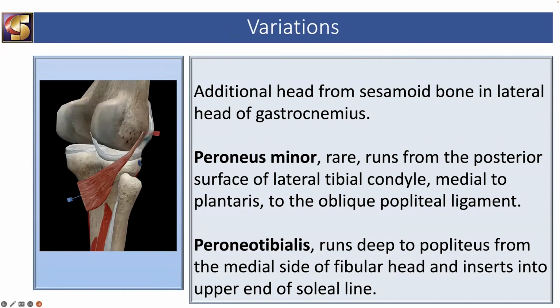And there are a few variations of this popliteus. There can be an additional head from the sesamoid bone in the lateral head of the gastrocnemius. One is the peroneus minor. It is very rare. It runs from the posterior surface of the lateral tibial condyle, medial to the plantaris, to the oblique popliteal ligament. And the third one is the peroneotibialis. It runs deep to the popliteus from the medial side of the fibular head and inserts into the upper end of the soleal line.